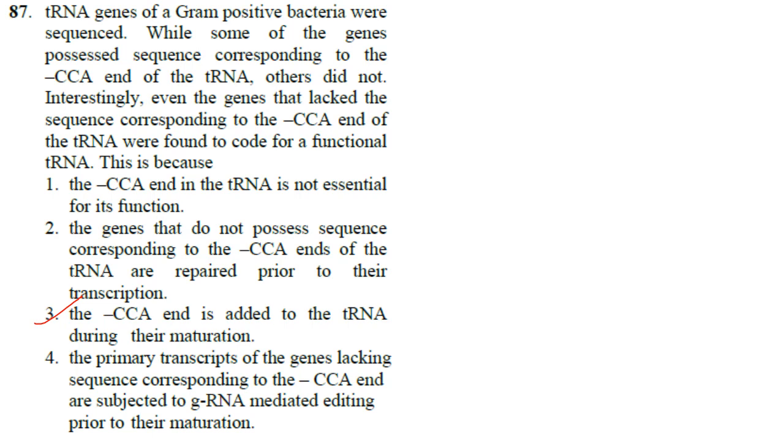Now they have already told that in some of the genes, CCA is lacking. Then how will you repair something which is lacking? So 2 is also not correct. The CCA end is added to the tRNA during their maturation. That is correct. Then the primary transcript of the gene lacking sequence corresponding to the CCA end is subjected to gRNA mediated editing. Now gRNA will either insert a U or delete a U. So that is also not correct. So answer here is option.